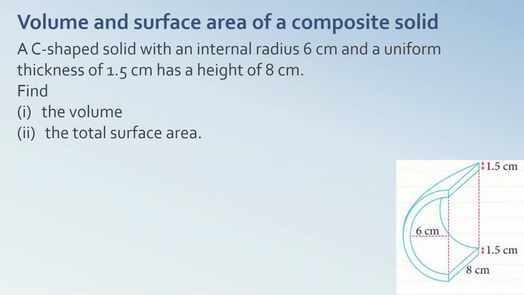Our last question. A C-shaped solid with an internal radius of 6 cm and a uniform thickness of 1.5 cm has a height of 8 cm. Find part 1, the volume. Part 2, the total surface area.